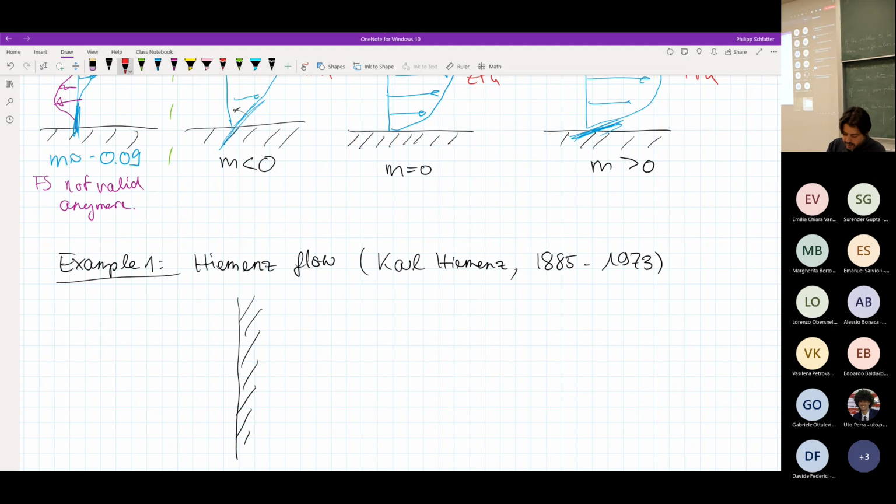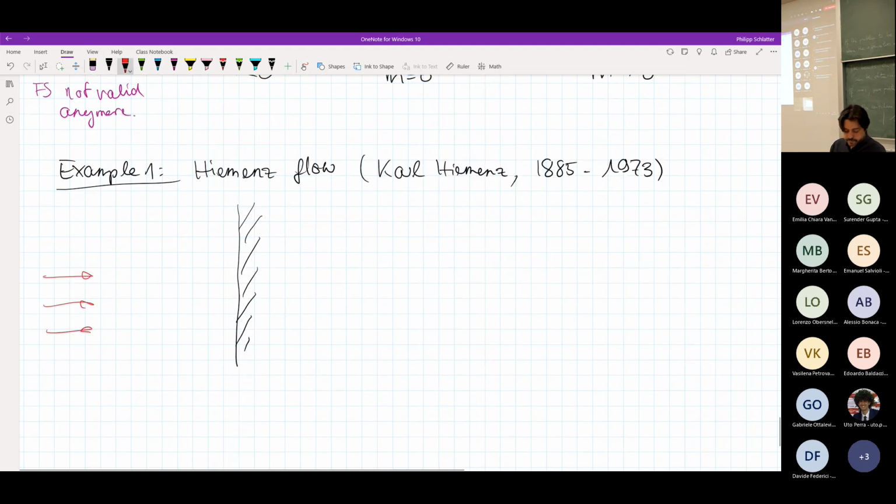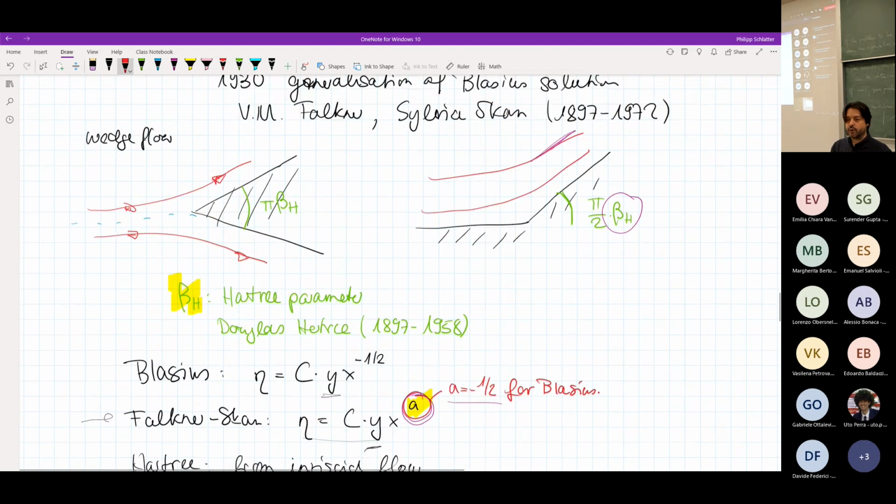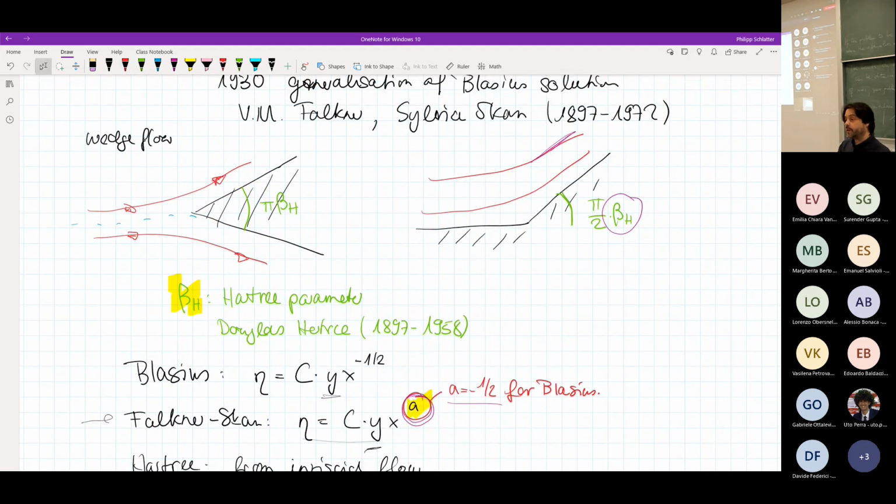You have a wall here, and you have a flow coming from this side, like this. And of course, what can this flow do? Well, in the middle here, it can go to what is called a stagnation point. And on these sides, it has to go over. So the Hiemenz flow is also called stagnation point flow. But if you now think of it, this actually looks very similar to this flow here, the wedge flow, with a specific beta.